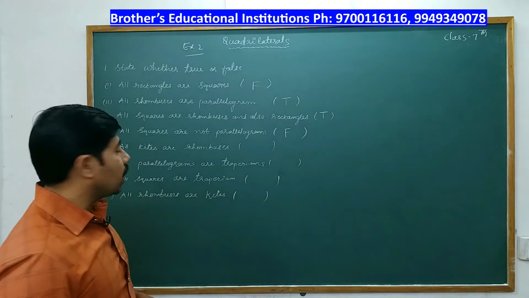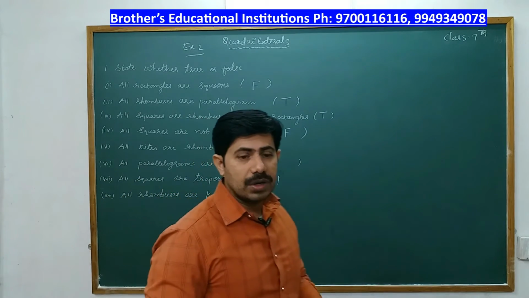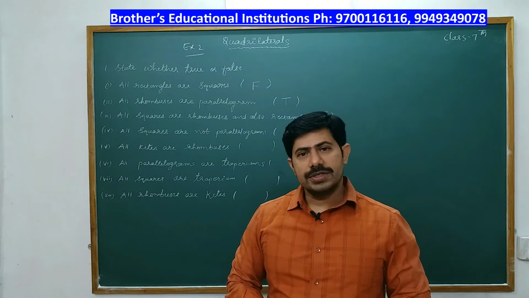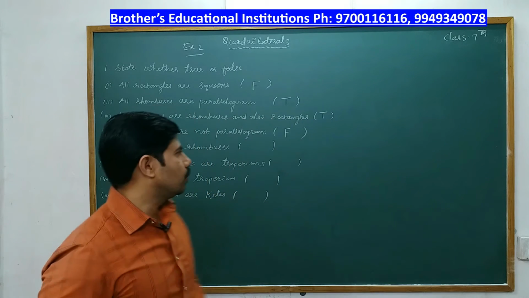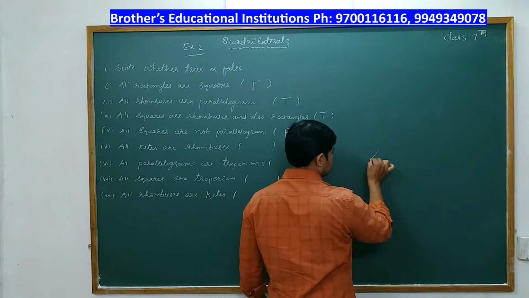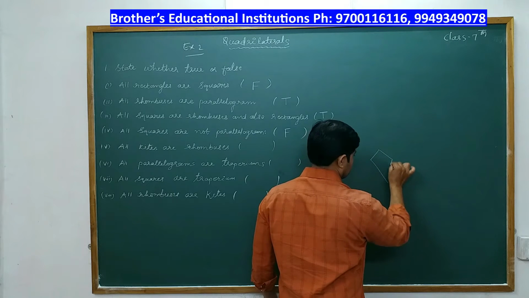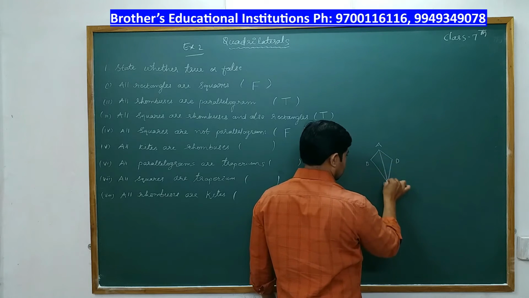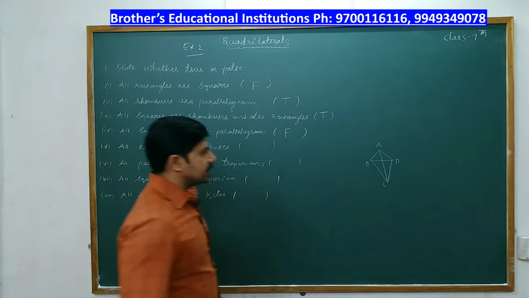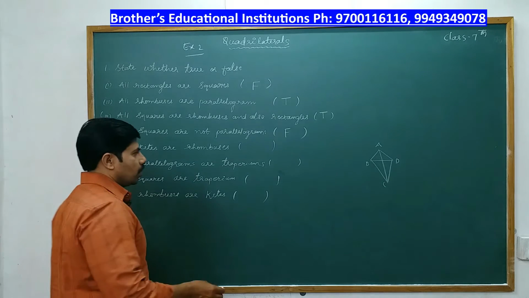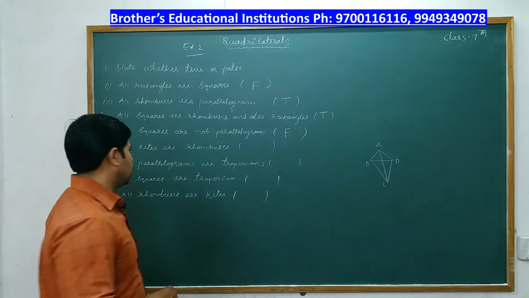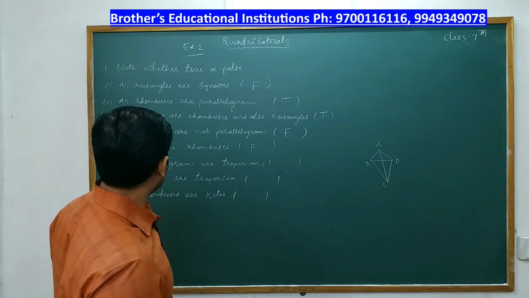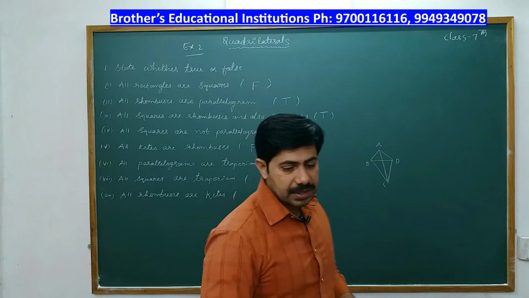Now all kites are rhombuses. All kites are rhombuses is a false statement. So what is a kite? It will be like this, right? ABCD, if you represent it, is a kite, and these are the diagonals. So all kites cannot be a rhombus, right? In a rhombus all sides are equal, but here it is not like that. So this is false.